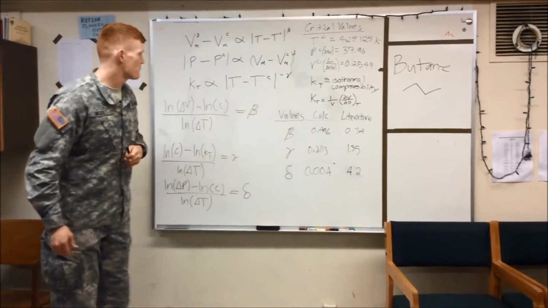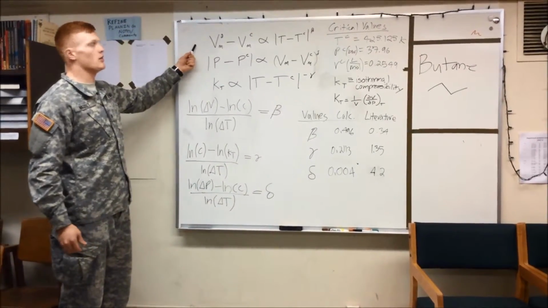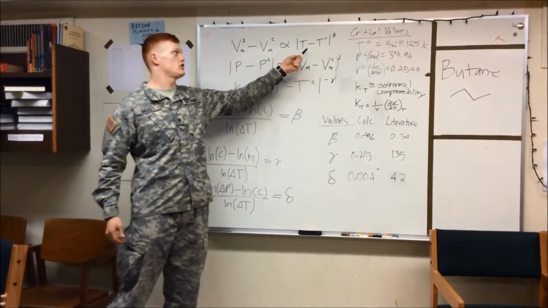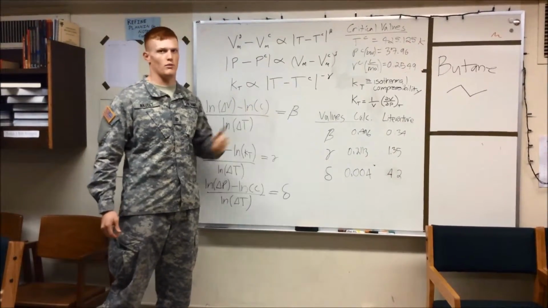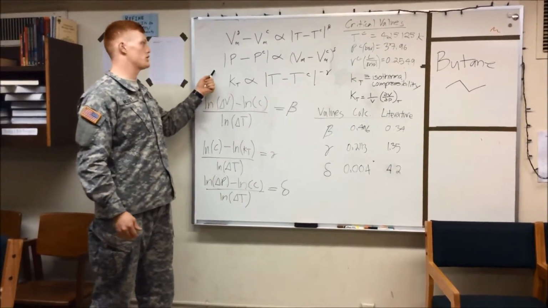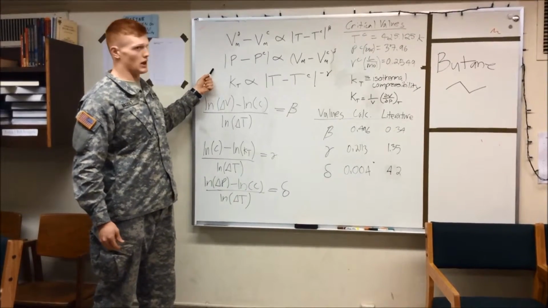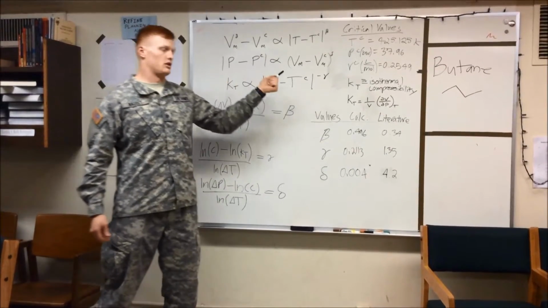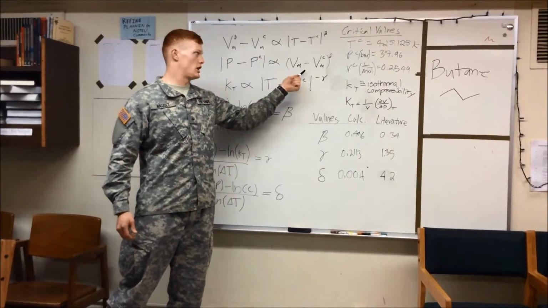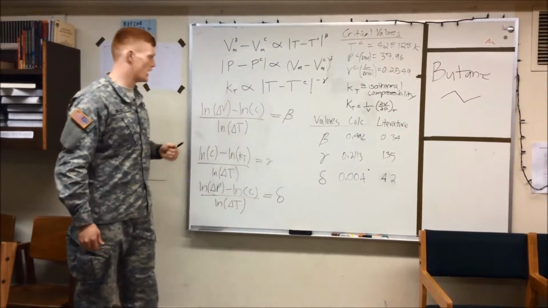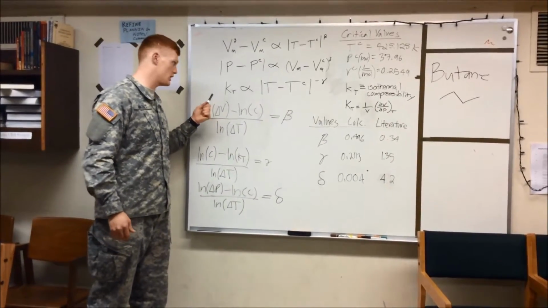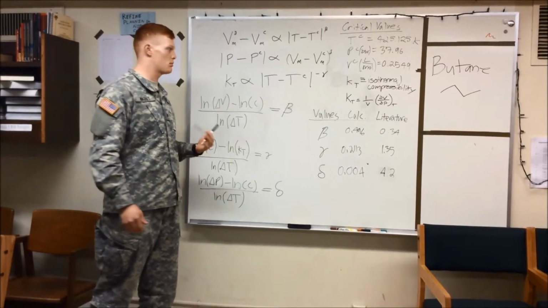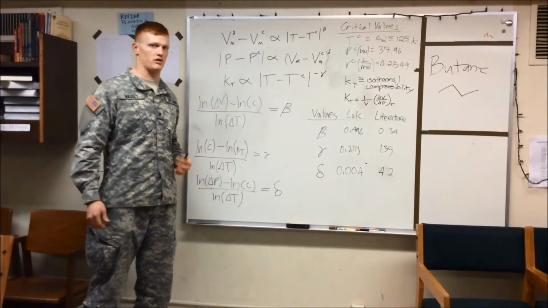So the first relationship, the temperature-dependent critical relationship, is that the change in volume is proportional to the change in temperature raised to beta, the absolute value of the change in temperature. For the pressure-dependent critical relationship, it's the absolute value of the change in pressure is proportional to the change in volume raised to delta. And then the isothermal compressibility relationship is that kappa, or isothermal compressibility, is proportional to the absolute value of the change in temperature raised to the negative gamma.